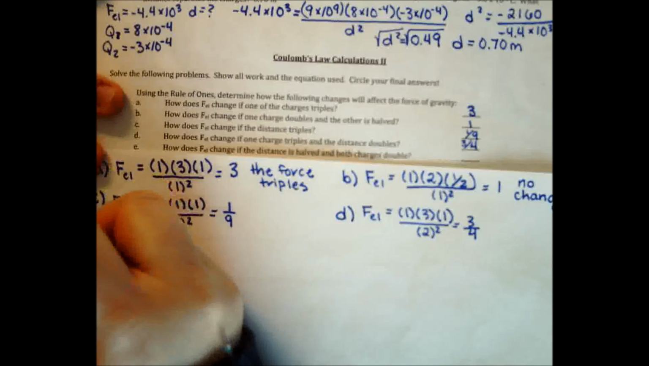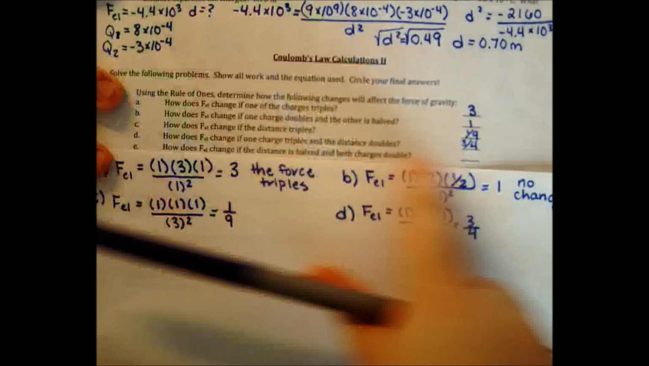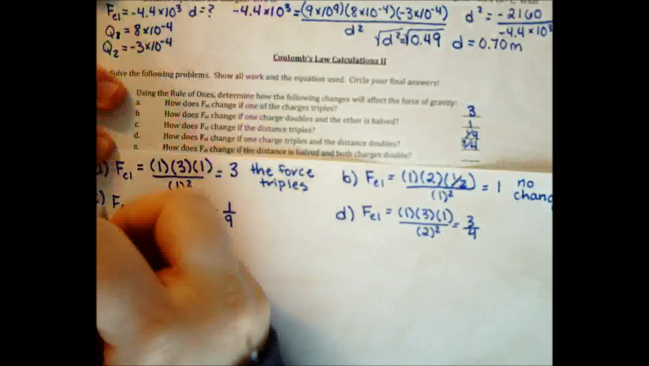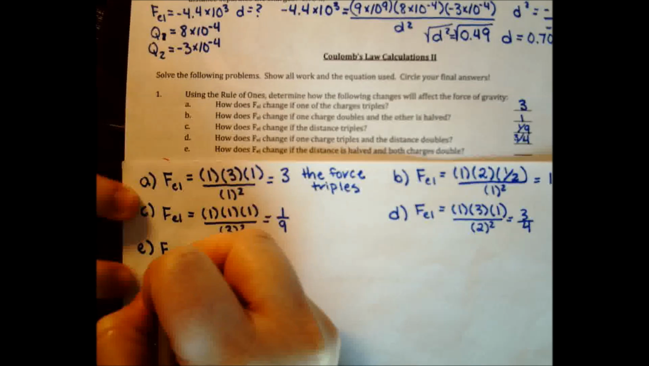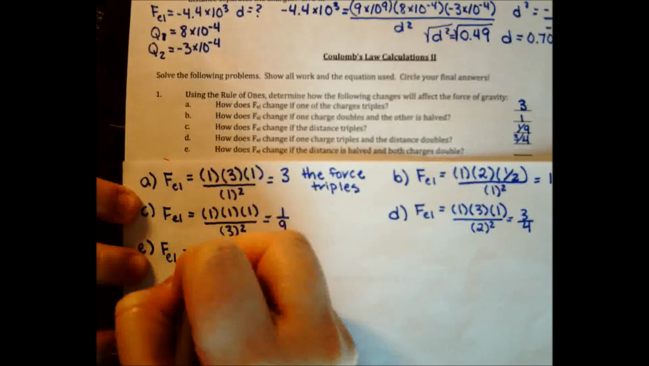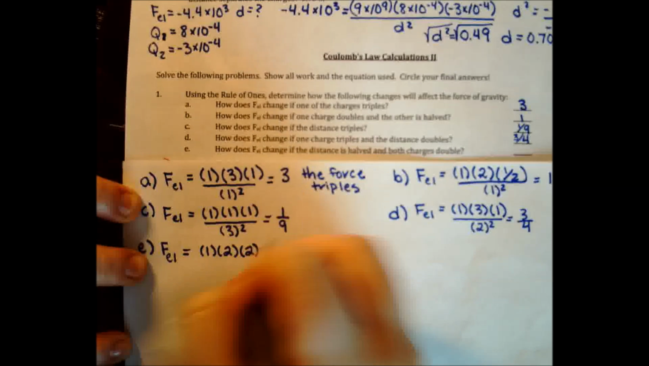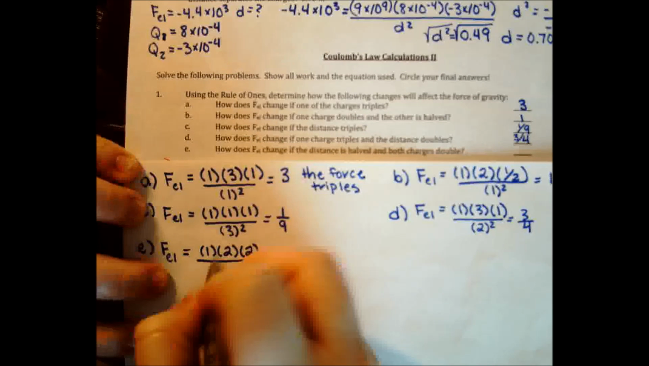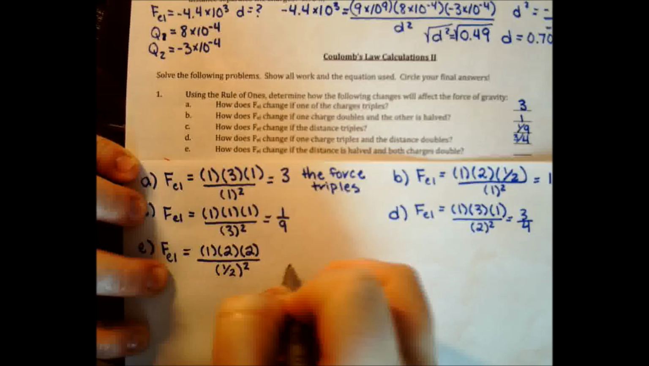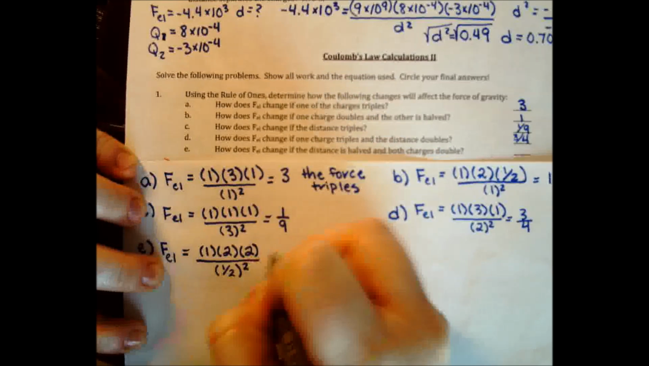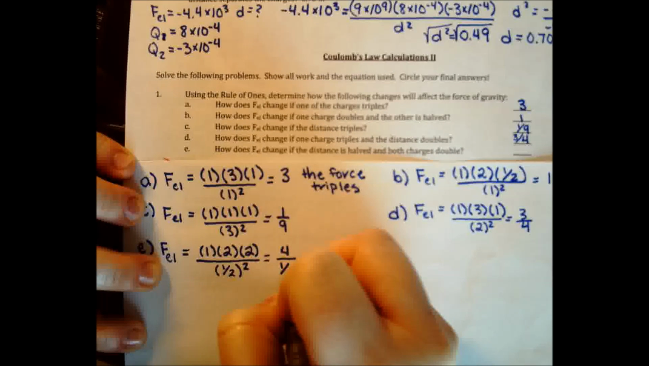Then last, how does the force change if the distance is halved and both charges double? Okay, so K is still 1, but both charges have doubled, so 2 and 2. The distance is halved, so it's 1/2 squared. So what you end up with is 2 times 2 is 4, 4 over 1/4.